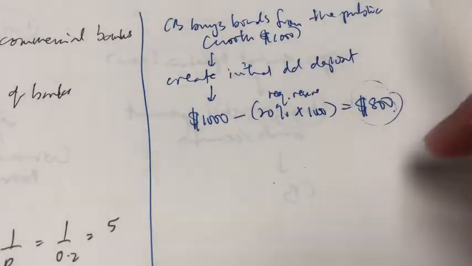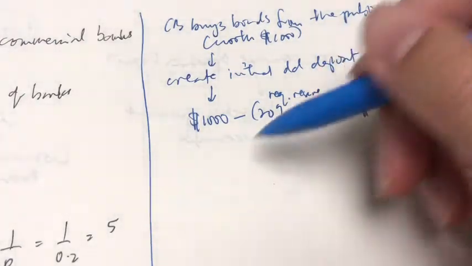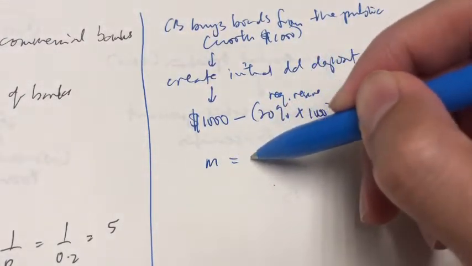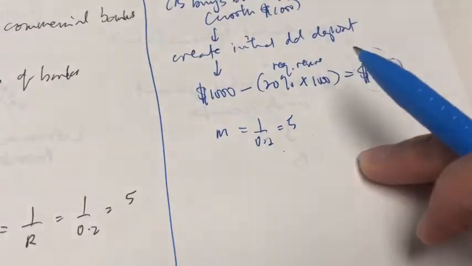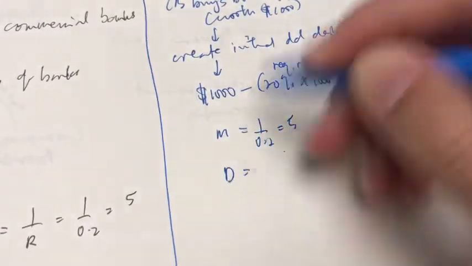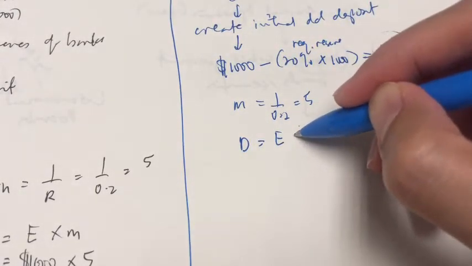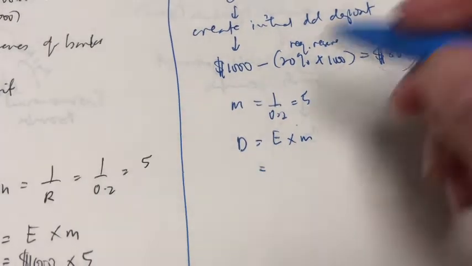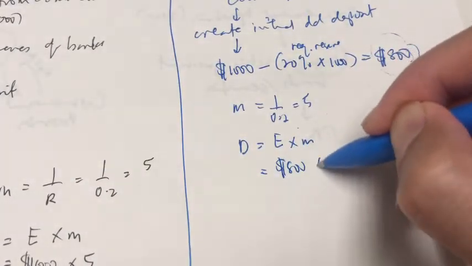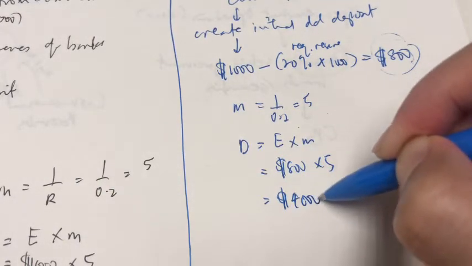Anyway, once we're here, we can continue the calculation. You can see the money multiplier is still 5, 1 over 20%. But this time the difference is here. When we want to calculate the amount of demand deposit created, it's the first excess reserve multiplied by the multiplier. The excess reserve this time is only 800. So it's 800 times 5, which gives 4,000.